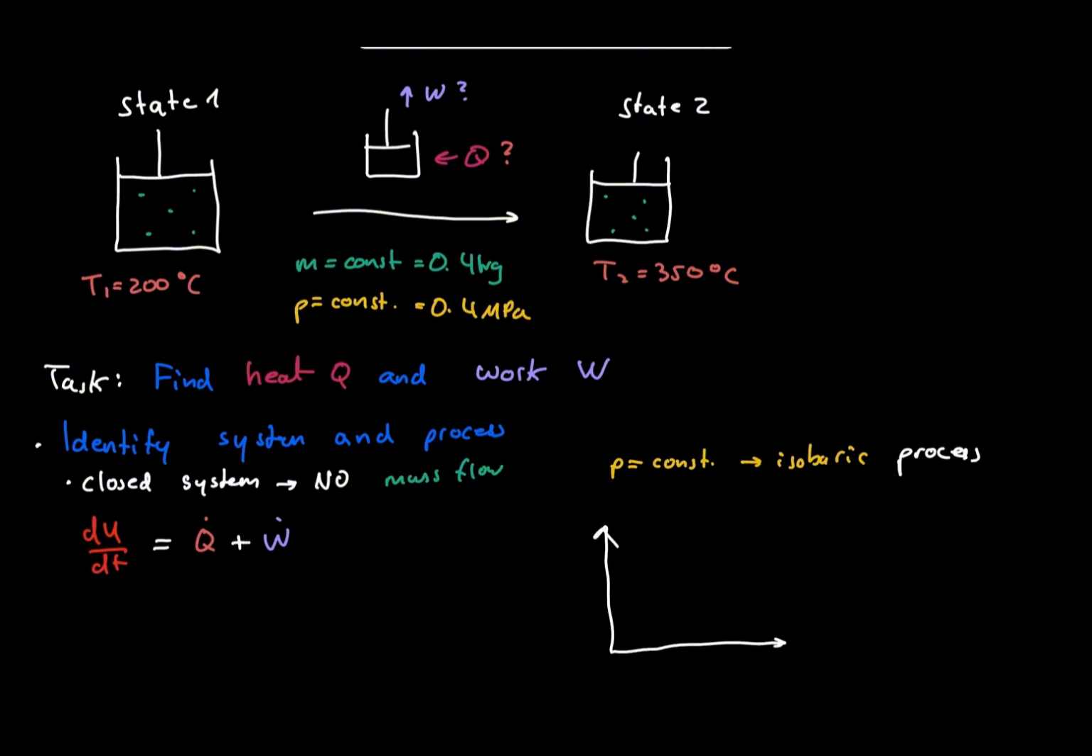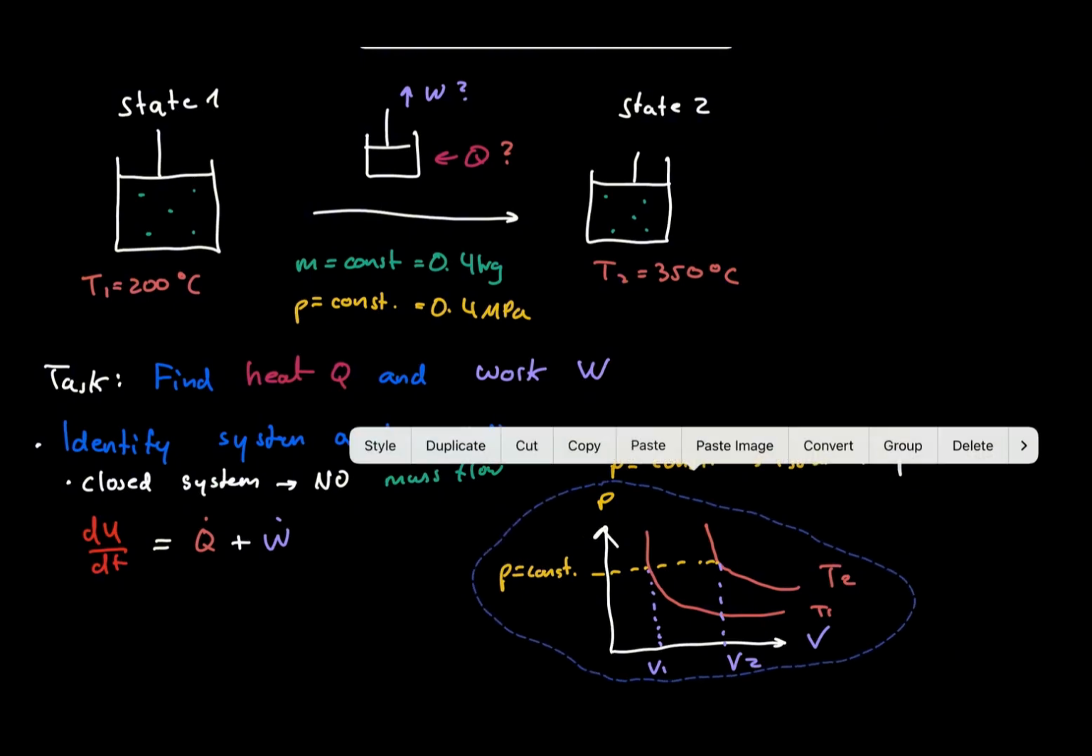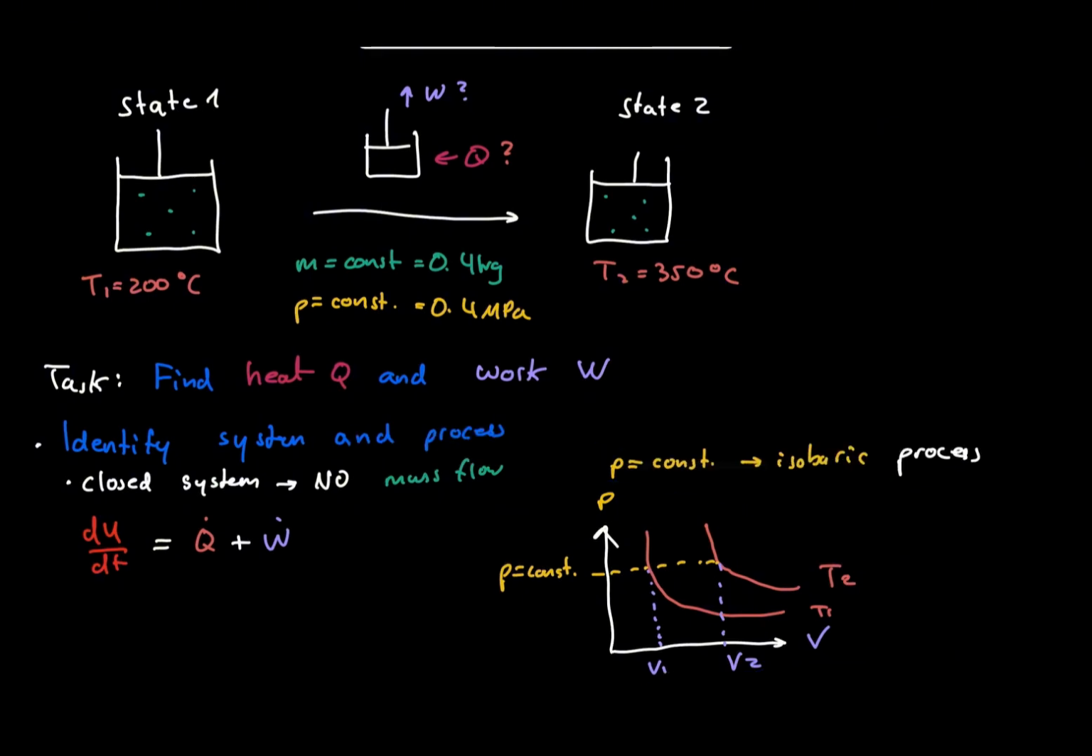Now, let's draw that. In a pressure volume diagram, constant pressure is a horizontal line. We start at the initial state, and as the volume increases, we move to the right. So the process goes from left to right along a horizontal line.